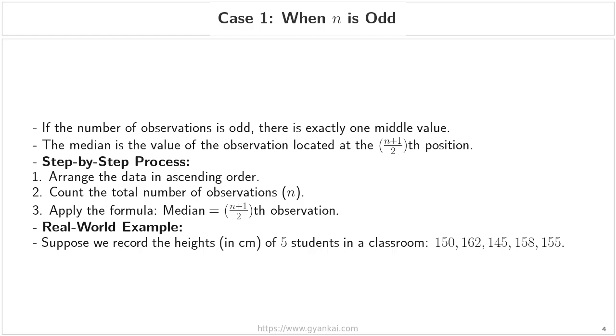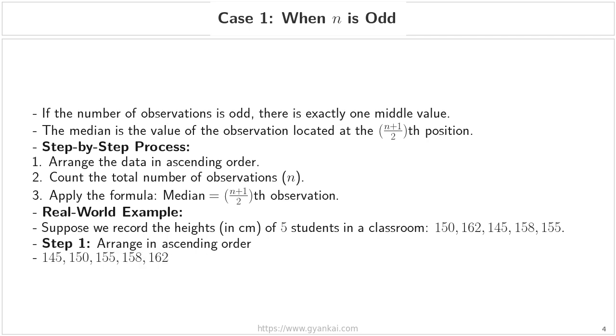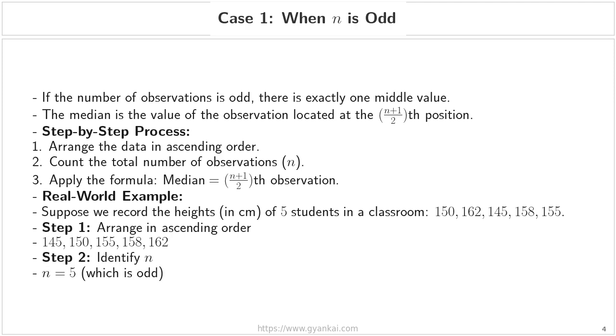Imagine we have recorded the heights in centimeters of 5 students in a classroom. The raw data we collected is 150, 162, 145, 158, and 155. Following our steps. Step 1, we must arrange these heights in ascending order. So, our sorted list becomes 145, 150, 155, 158, and 162. Step 2, we identify n. Here, n equals 5, which is an odd number.